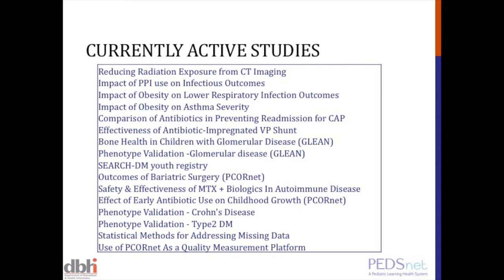They range from safety issues like reducing radiation exposures or looking at secondary malignancies in patients treated for autoimmune disease, to clinical practice issues, things like the impact of obesity on outcomes for common childhood issues, right, to study of rarer diseases, so identification of patients with glomerular disease and then impact on their bone health, right?